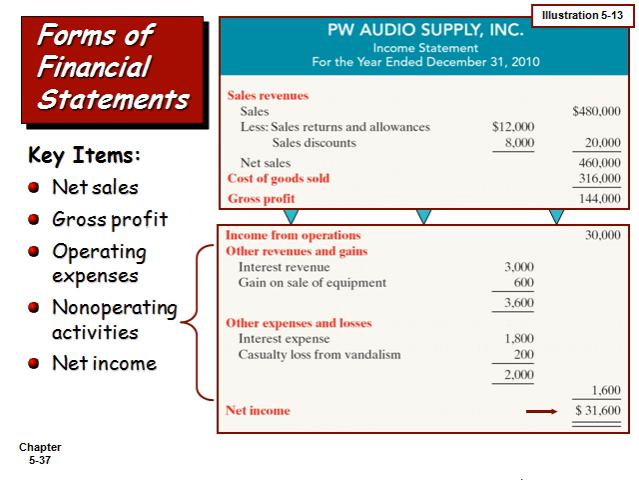Then if we have some non-operating items, we'll show those. Their example here is that we had some interest revenue of $3,000. We had a gain on the sale of equipment of $600. And other expenses and losses: we had interest expense, and we had a casualty loss from some vandalism of $200. So our non-operating activities net out to $1,600, and that increased income brought net income up to $31,600.